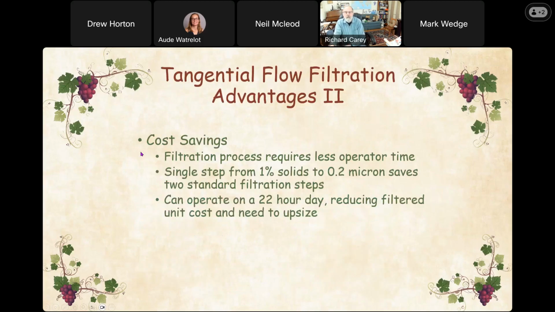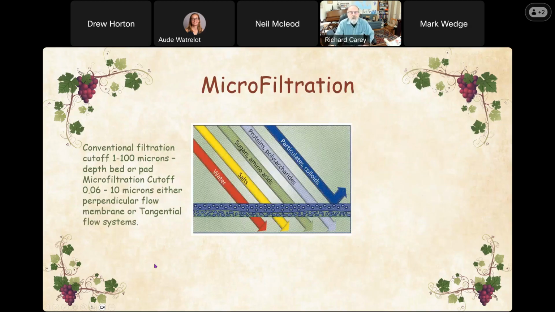With tangential flow filtration, you have less operator time. In a single step, you go from 1% solids to 0.2 microns, and so it saves about 2 standard filtration steps. And if you want to, one of these filters can operate on a 22-hour day, so you reduce your unit costs and the need to upsize your filter. Of course, you do have to build in some safety measures, such as alarms, in case something happens.